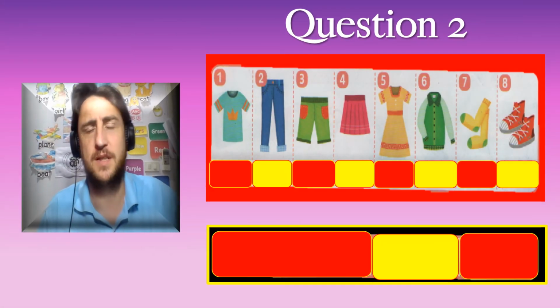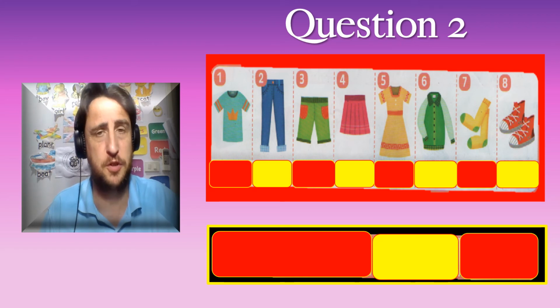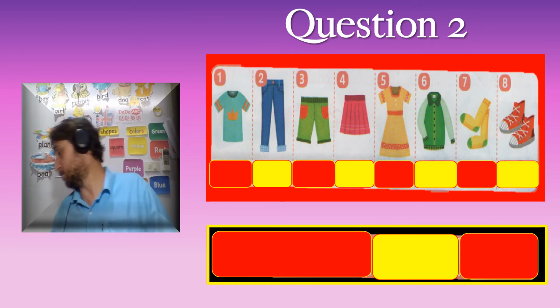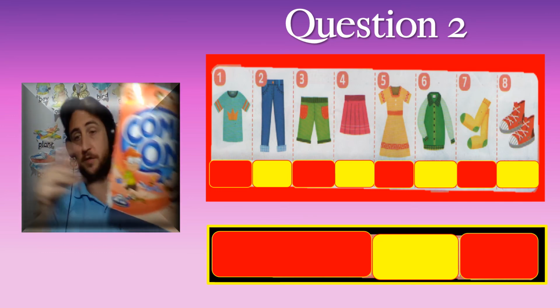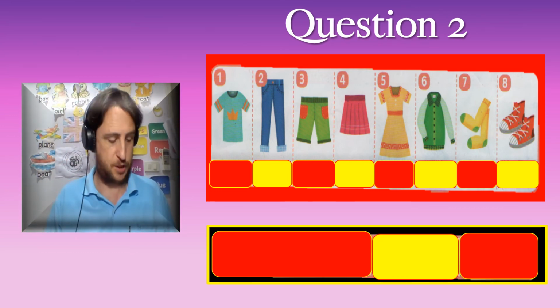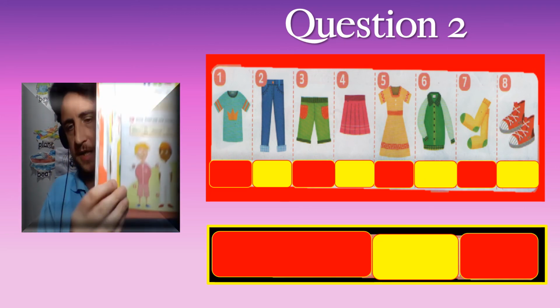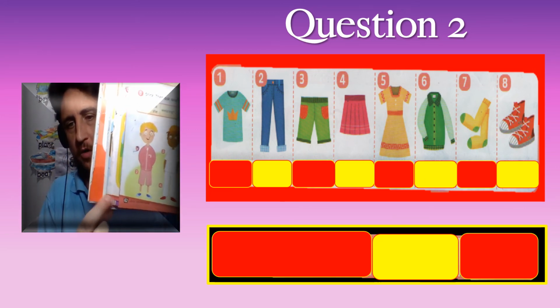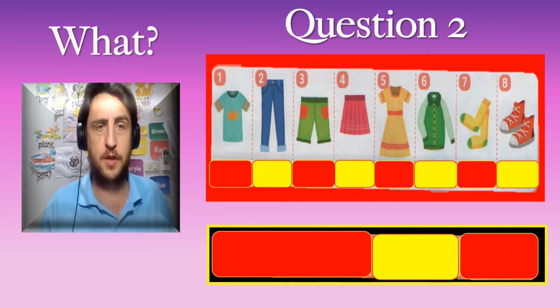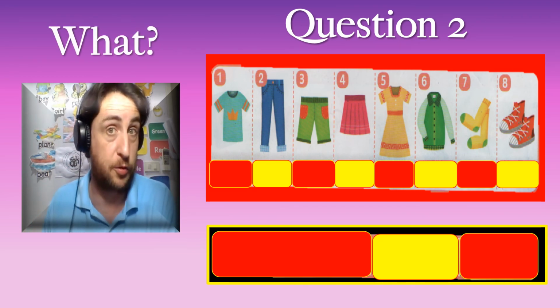Okay, this is question number 2 in unit number 6. This is in your student book, on page number 62. This is what we're going to look at. The question is what? It's a W question.